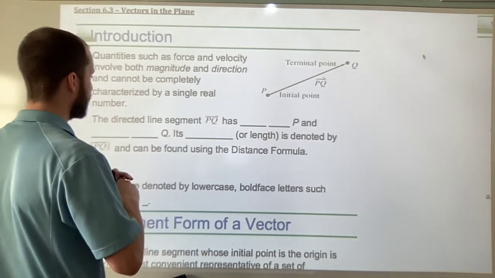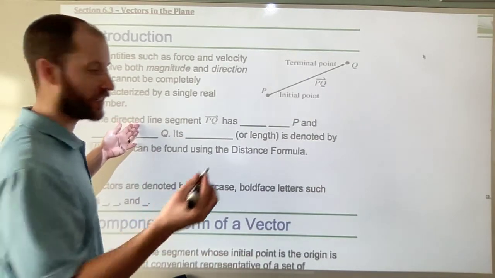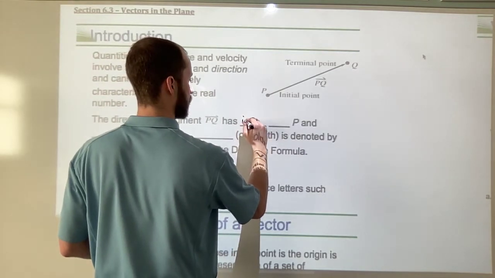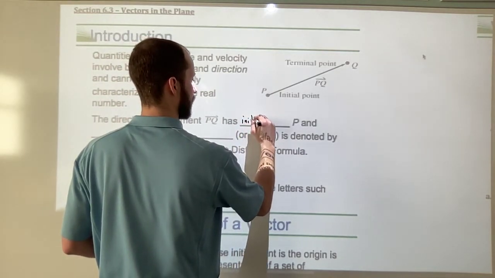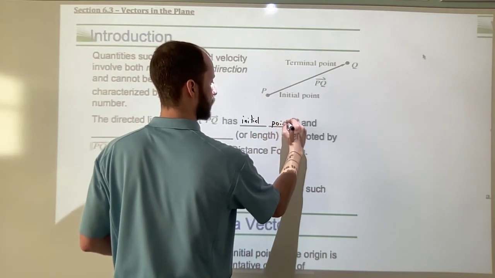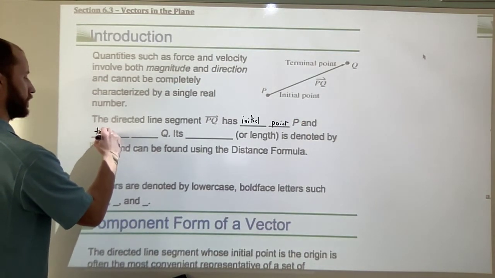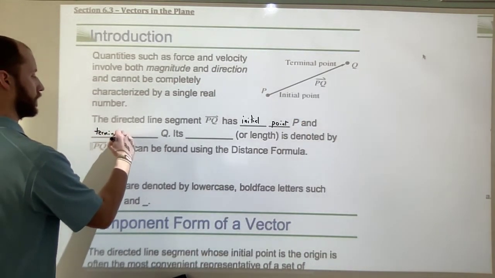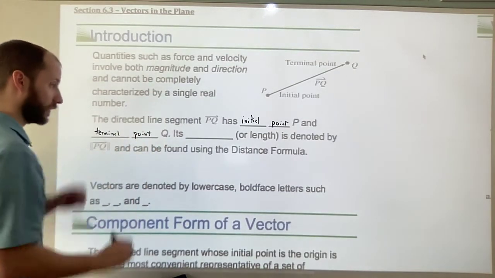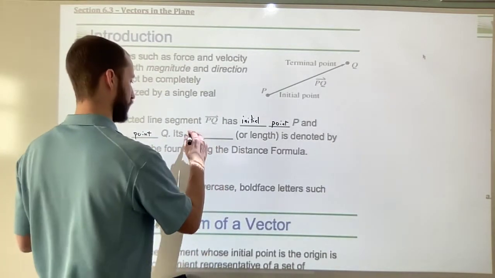So the ray or the directed line segment, so again vectors have a direction. It has an initial point, and in this case, that is point P, has a terminal point also. In this case, it's Q. And then the length, or what we call magnitude.